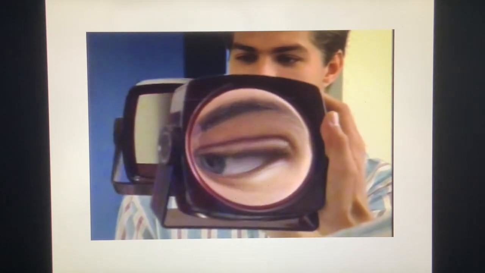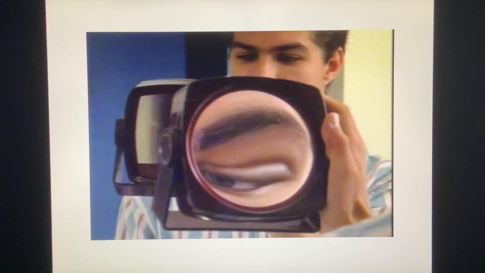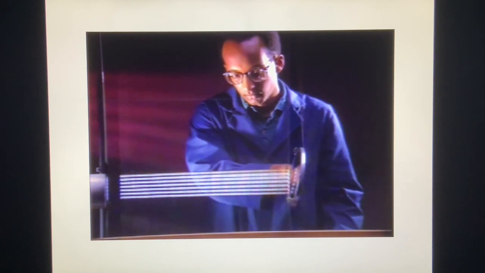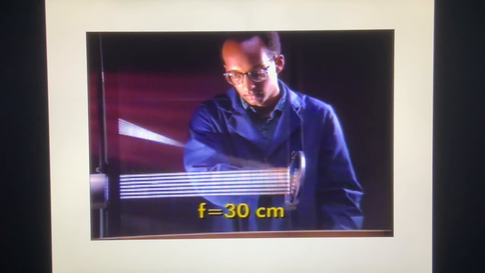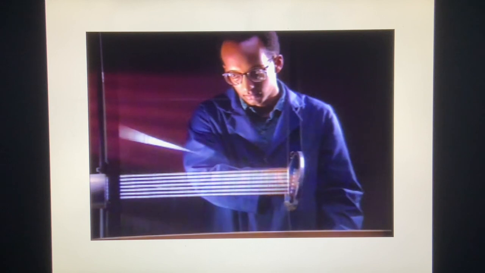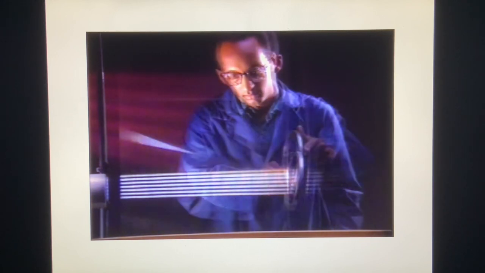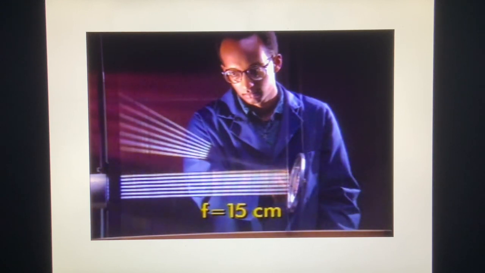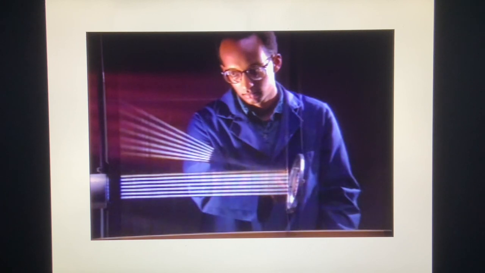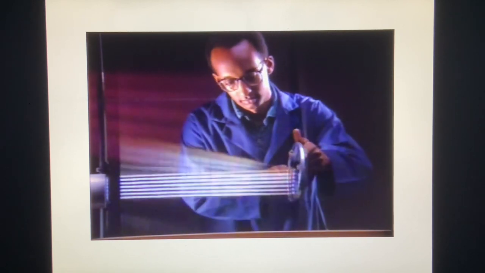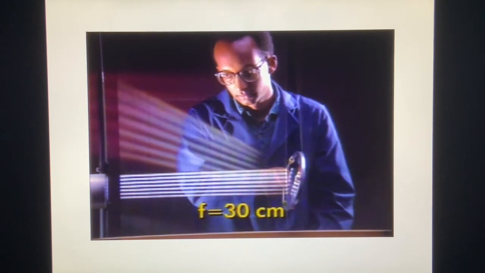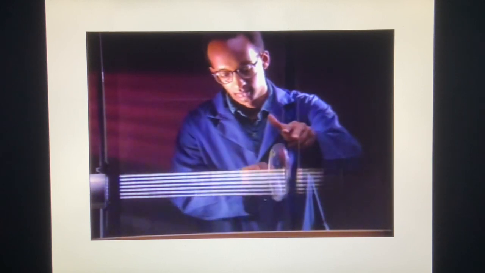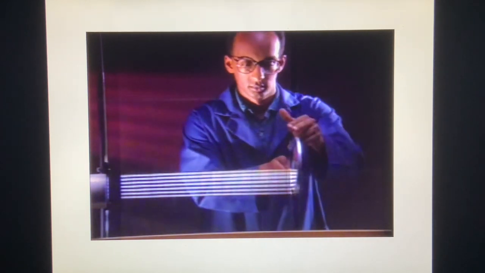One of these shaving mirrors produces an enlarged image of a person's face because of the way the curved surface of the mirror reflects light. We'll use this screen to show just how a curved mirror reflects light. This mirror has a concave surface with a 30 centimeter focal length. Here is a second concave mirror with a 15 centimeter focal length. This mirror has a convex surface with a 30 centimeter focal length. Here is a second convex mirror with a 15 centimeter focal length.